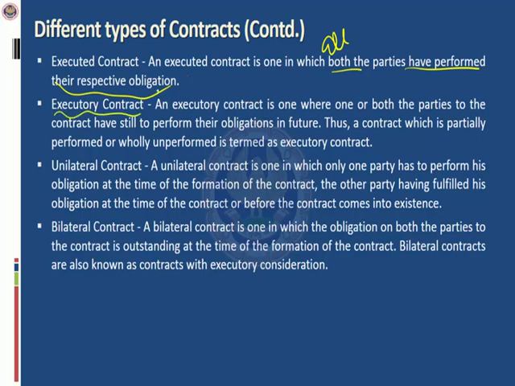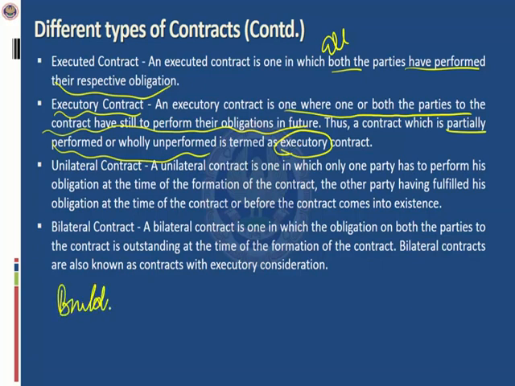The executory contract is one where either one or both the parties to the contract have still to perform their obligations in future. That is, only one has completed, the other is yet to complete their particular obligation in respect to that contract. So partially performed or wholly unperformed is an executory contract. Let's just take a small example. Say I have a particular building to be constructed.